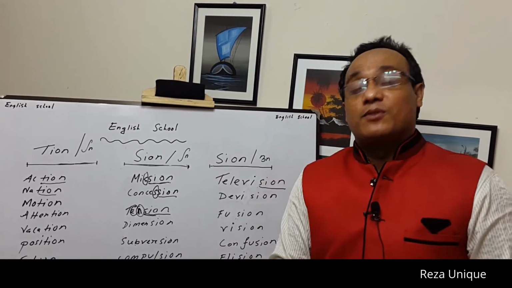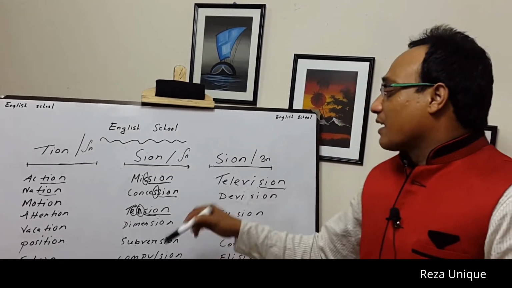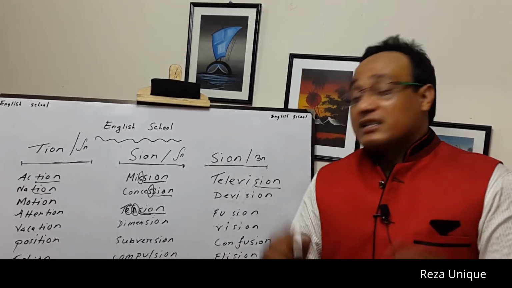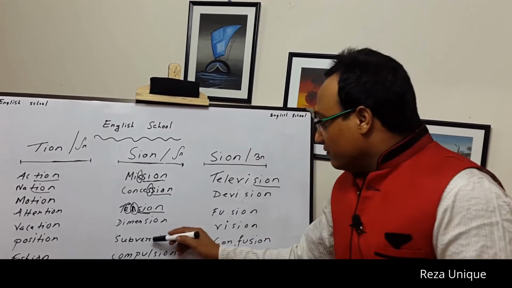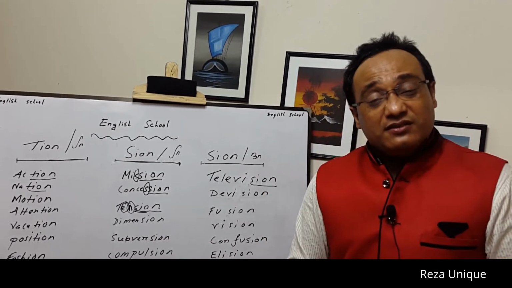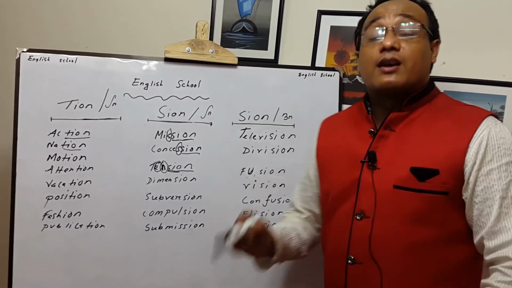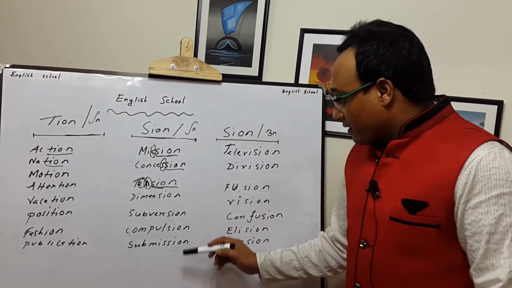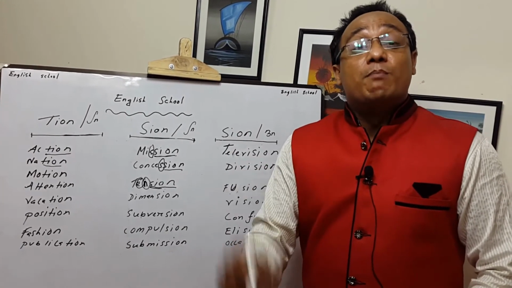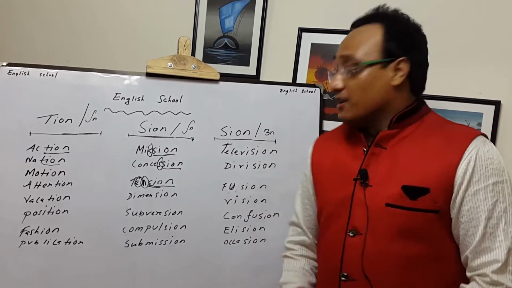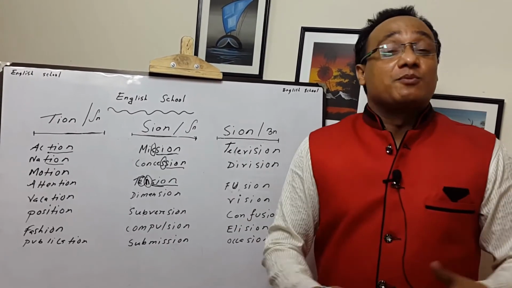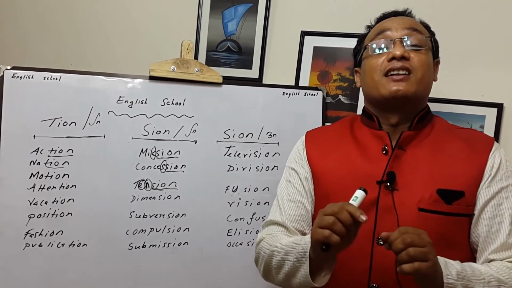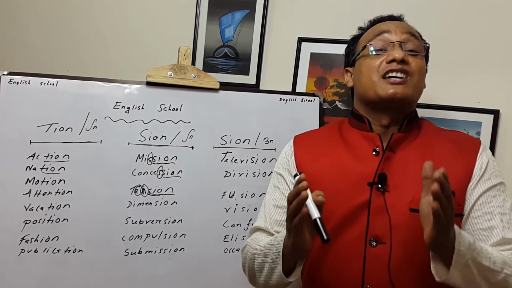So let's go through the examples. Mission, concession, tension, dimension, subversion, compulsion, submission. So, dears, we have come to know when to pronounce SHON. Before S-I-O-N, if we get a consonant sound, we have to pronounce SHON.